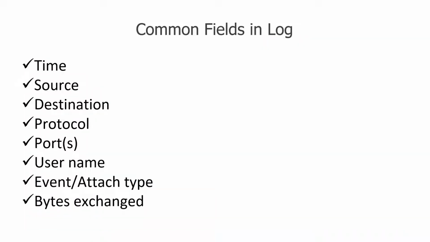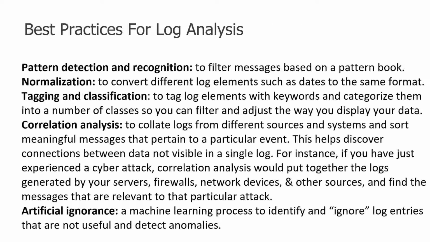Now the next thing is, what are the common fields you'll see in the logs. Any log lines you see, you'll see some common fields in them. Every log line has some uniqueness of course, but there are some common fields such as time, source, destination, protocol and all. You'll also have event type, bytes exchanged and all. So this kind of thing you'll have.